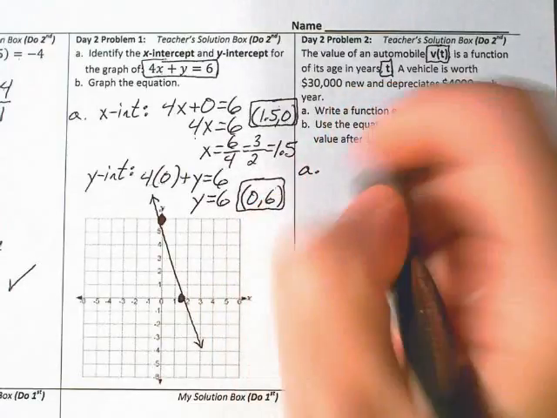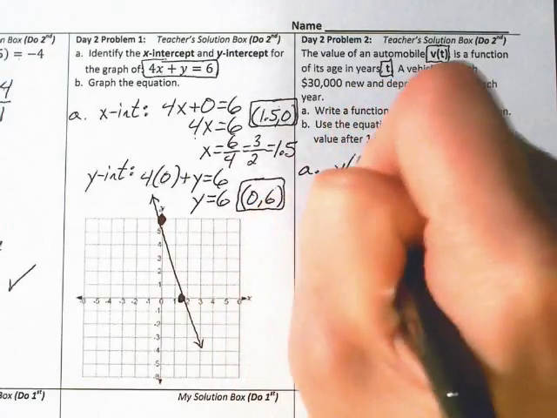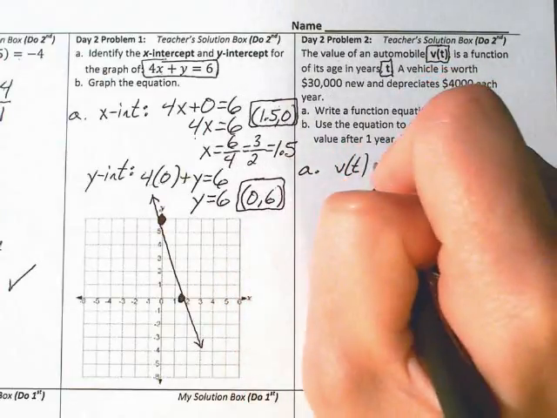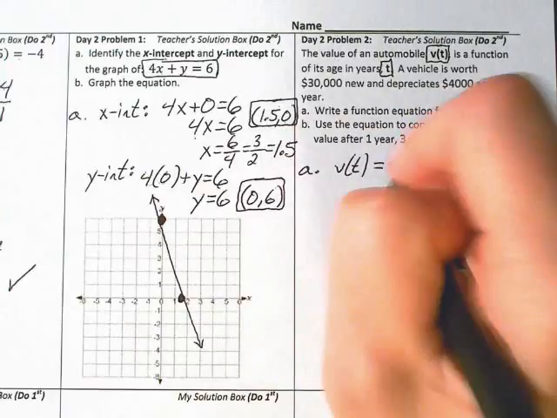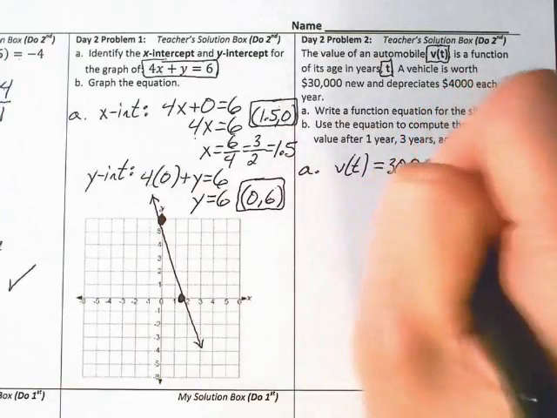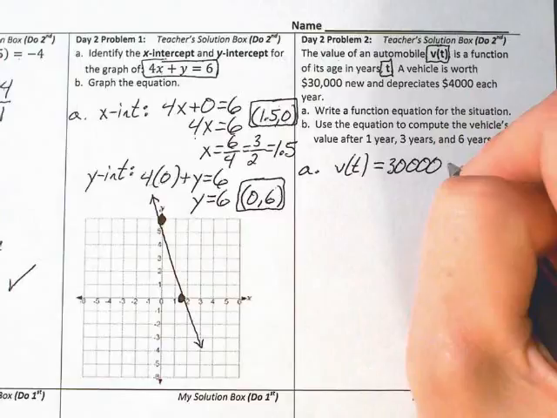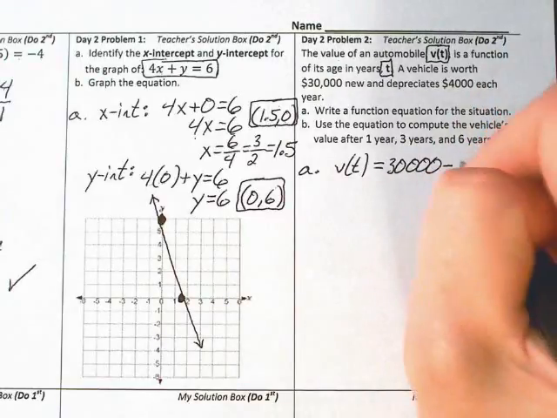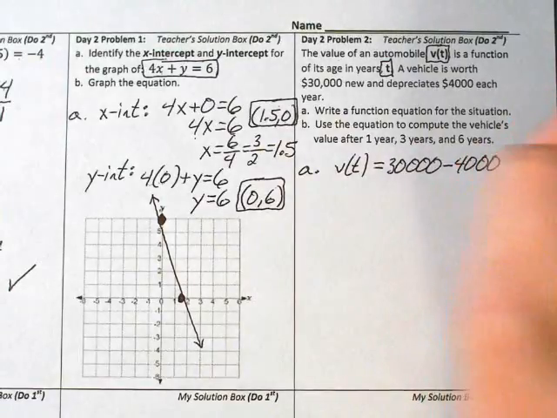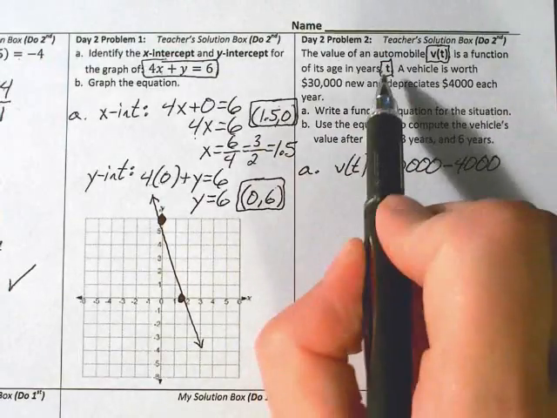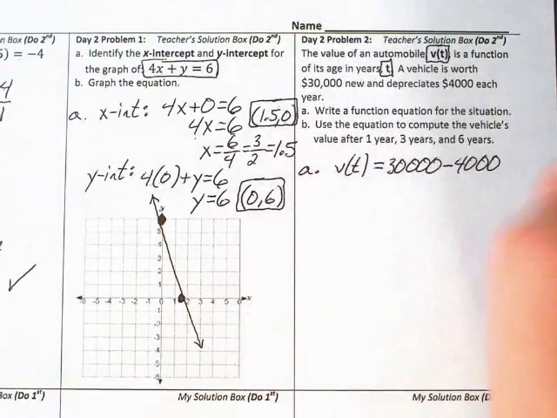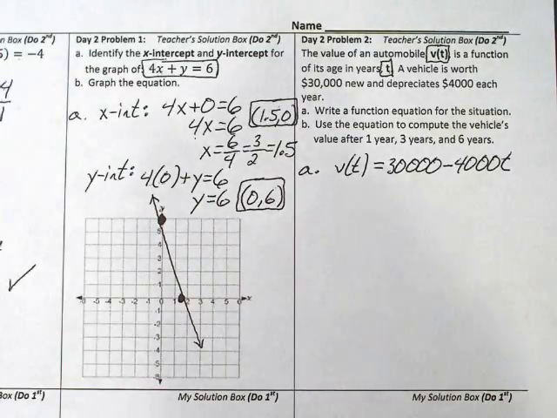Okay. We are told to use the symbols V of t to represent the value of the automobile, and that value is equal to $30,000 when new, but then as time goes by, the value is decreasing. So subtract $4,000 each year, and we're told to use the variable t to be the age in years. So there is a t next to the 4,000.